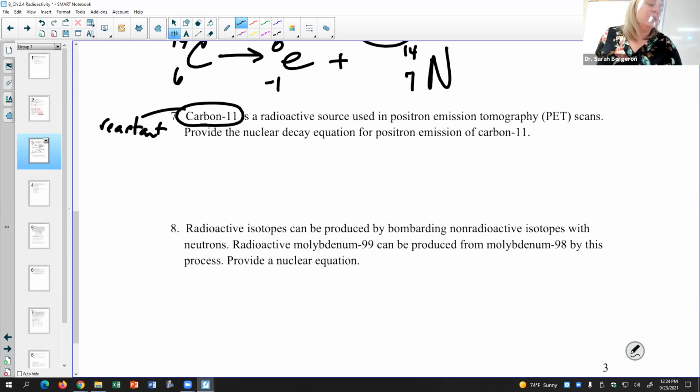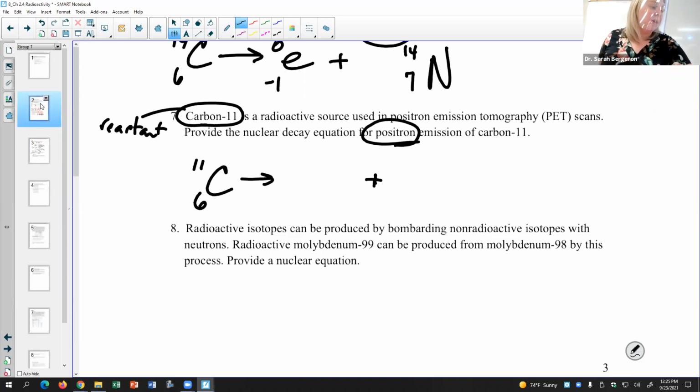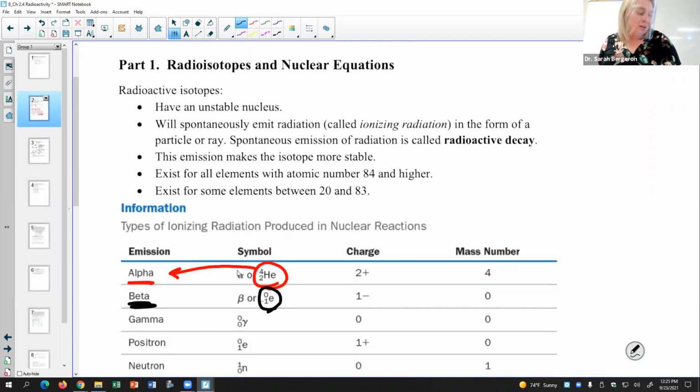Reactant. Okay, so put the 11 on top or bottom? On the top. What goes on the bottom? 6, because it doesn't matter what carbon it is, it always has 6 protons. And it's going to decay into a positron and something else. So if you go back to your table, what's a positron?